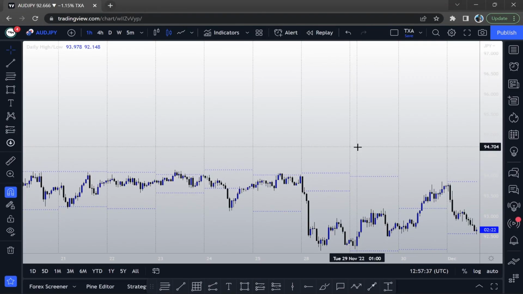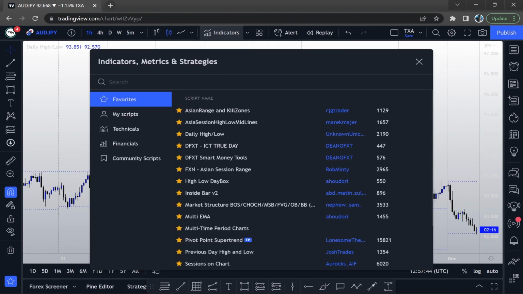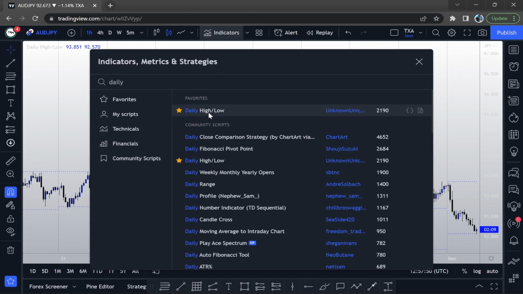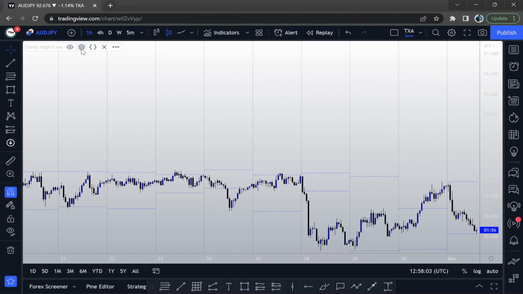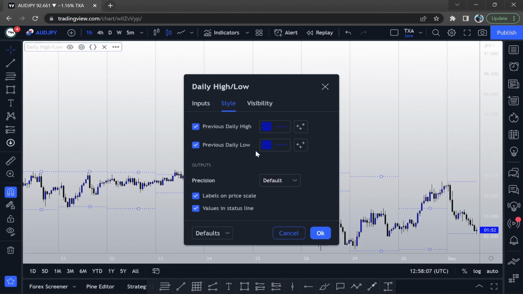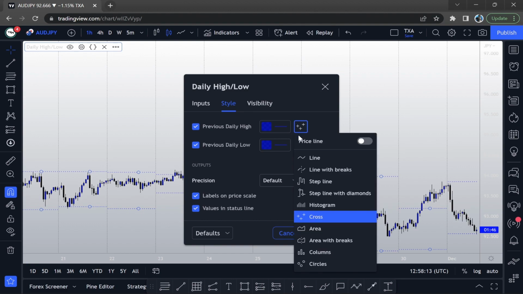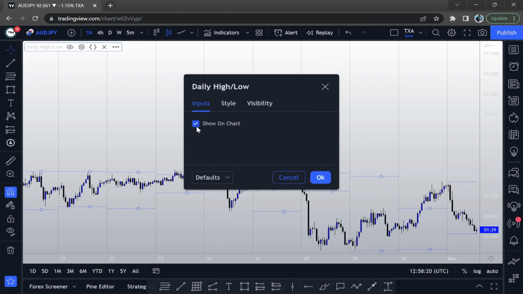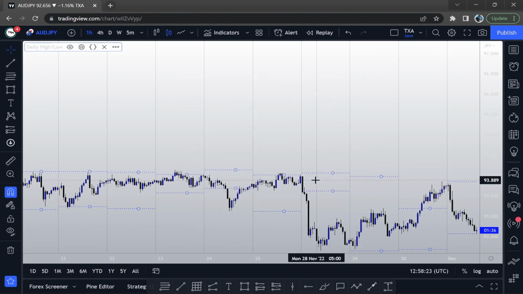Let's proceed. So the indicator which you need to put on your charts is called daily high low. So you go into the indicator section, you type daily high / low. It's by Unknown Unicorn. He has approximately 2,190 downloads. So you download that. Once you download it, go to settings, pause the video and copy the settings. As you can see right here, I have cross, I have a thin line, everything is marked out, inputs, show on charts, so nothing complicated right there.